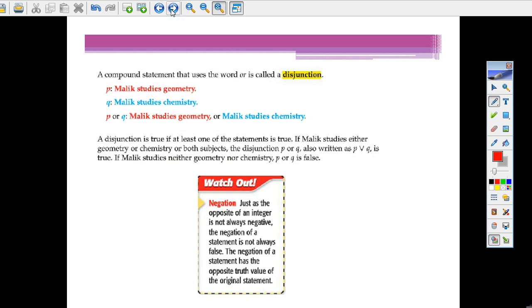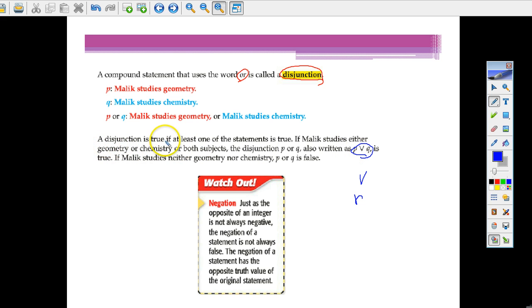Okay, welcome back. A compound statement that uses the word or is called a disjunction. And when we use the word or, the symbol is the V. I like to think of the V as a slanted R for or, if that makes sense. So statement P: Malik studies geometry. Statement Q: Malik studies chemistry. Malik studies geometry, or Malik studies chemistry. This is for or.